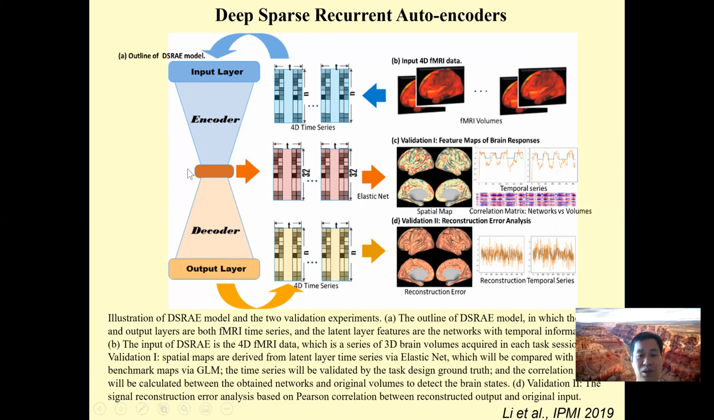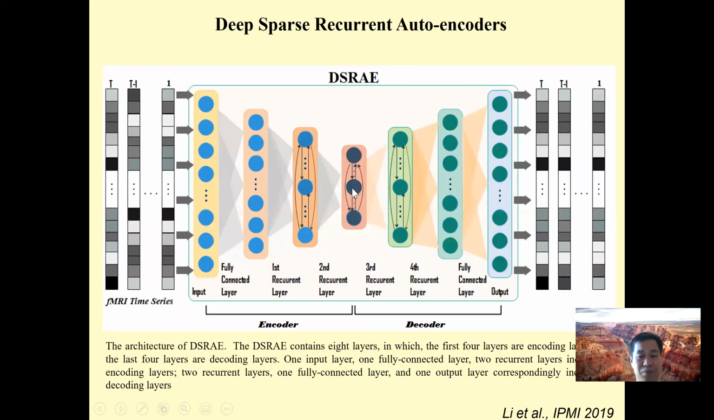So we go through the encoder and we have feature maps. In the feature maps over here in the middle, we have a recurrent layer. So we can remember, we can model the temporal dependence in the fMRI time series, and at the same time, we can model the spatial correlation. So the beauty of this DSRAE, the deep sparse recurrent autoencoder, is that we can model the spatial correlation and the temporal correlation in the same framework. Okay, so we will be able to see the hierarchical spatial and the temporal dynamics at the same time.